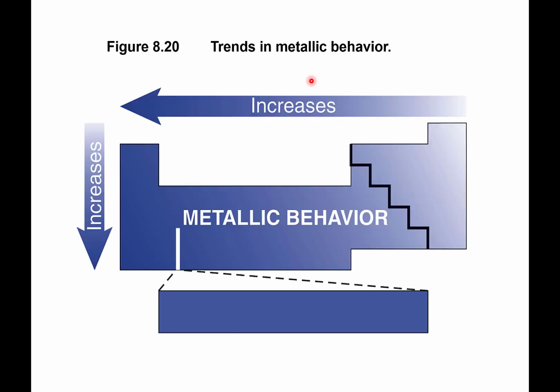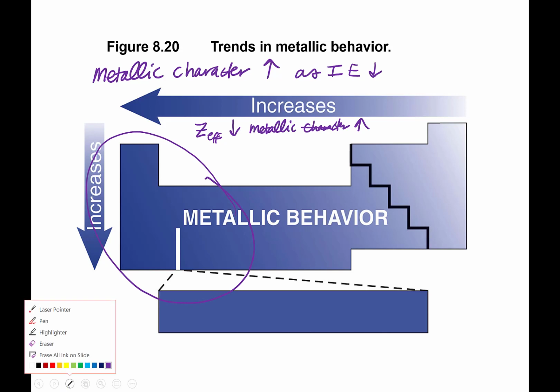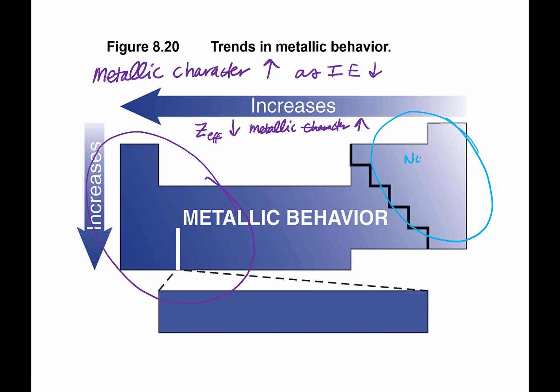Remember that for something to be metallic, metallic character increases as ionization energy decreases. So another way of saying this is as our effective nuclear charge decreases, the metallic character increases. Metallic character is highest for this side of the periodic table, and we know for the opposite side of the periodic table, this is where our nonmetals exist.